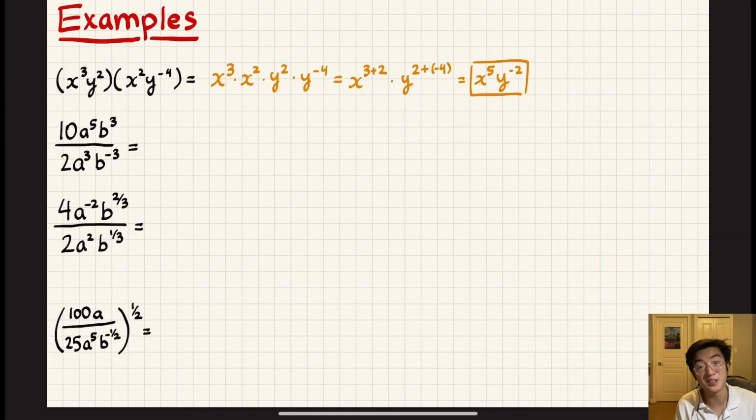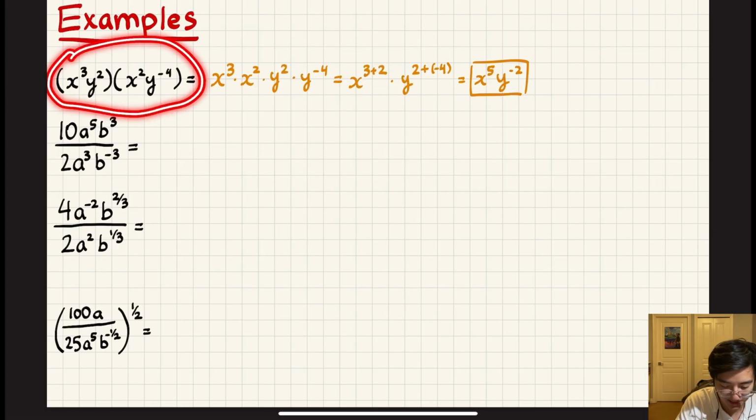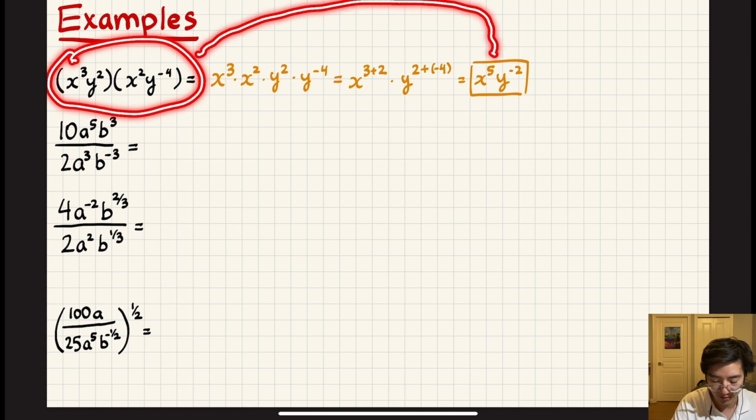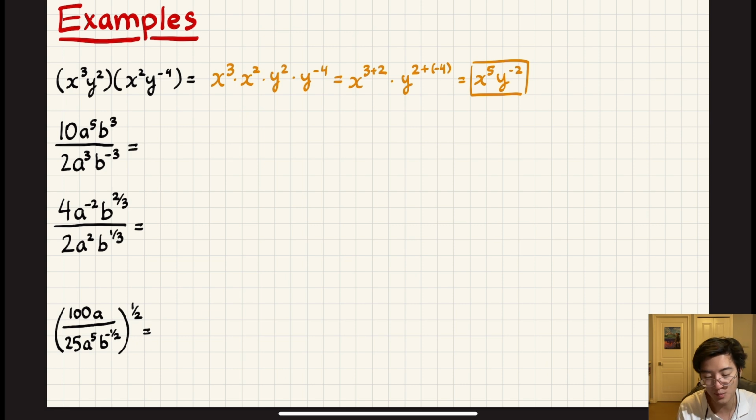And yeah, that's pretty much all there is to it. So as you can see, it's pretty satisfying, right? We're going from this kind of ugly looking expression into something small like this.